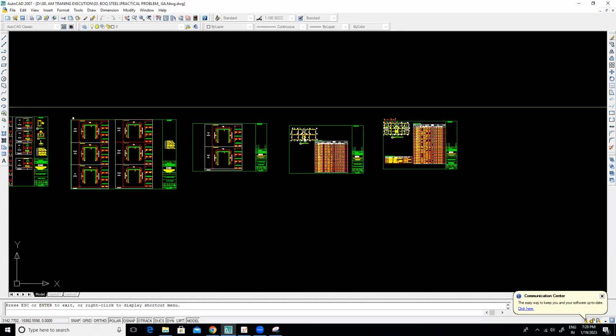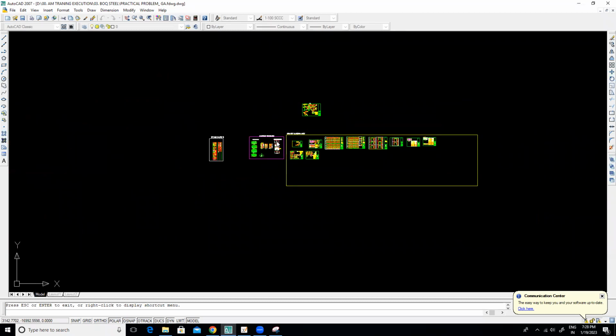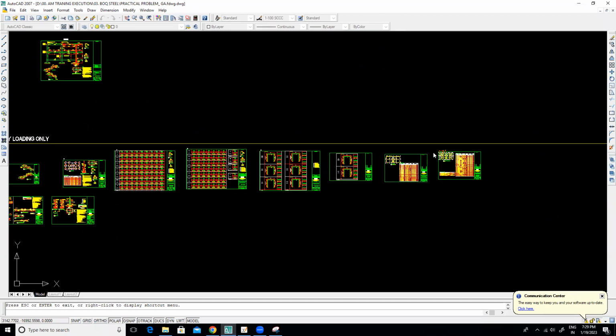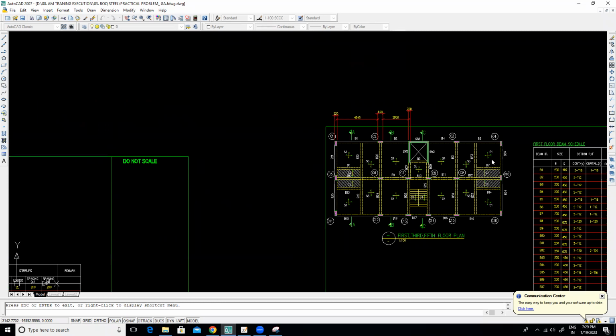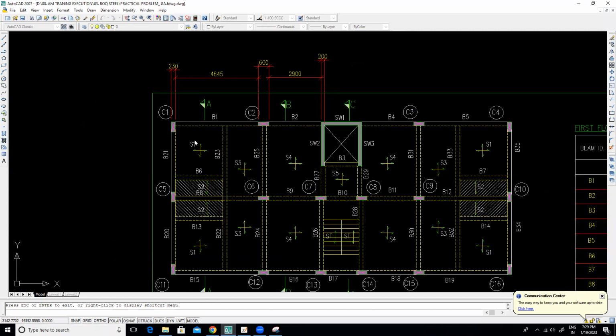Now, what else is pending? Slab. So slab is important now. If you see this slab, we will calculate the steel for S1 slab. Okay.